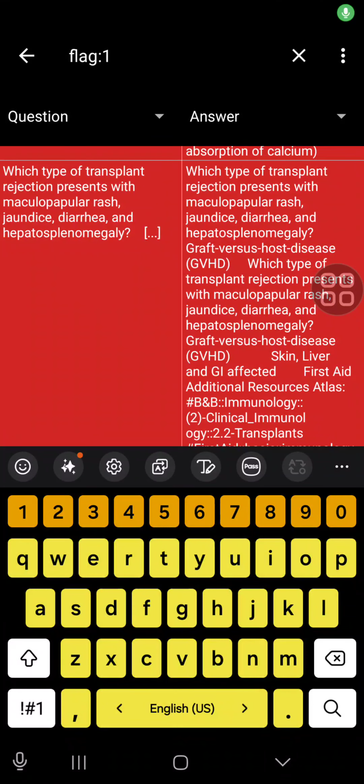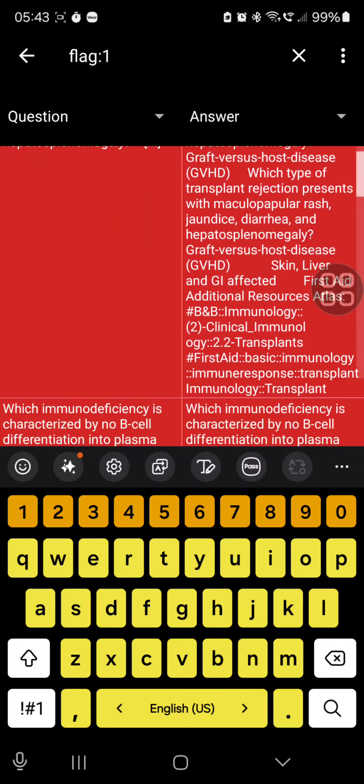Which type of transplant rejection presents with maculopapular rash, jaundice, diarrhea, and hepatosplenomegaly? Graft versus host disease presents with jaundice, diarrhea, and hepatosplenomegaly. Skin, liver, and GI affected.